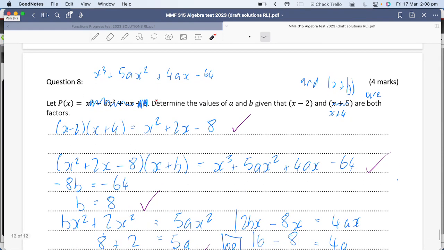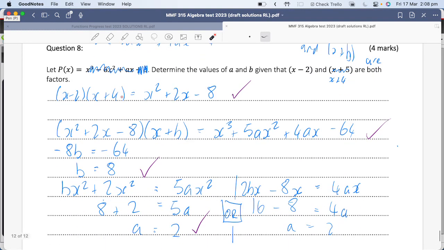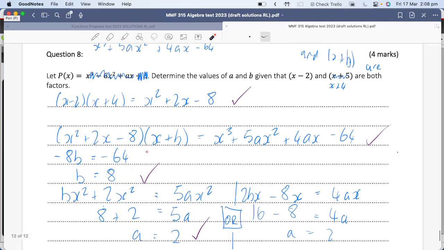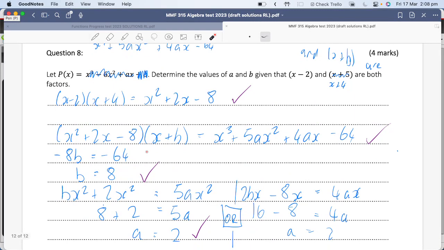For whatever approach you use to work out A, you got a mark. For whatever approach you use to work out B, you got a mark. For working out that A equals 2, that's a mark. For working out that B equals 8, that was worth another mark. So I'll just show you an example of an approach that you could take. It's not necessarily the approach that I've got here.